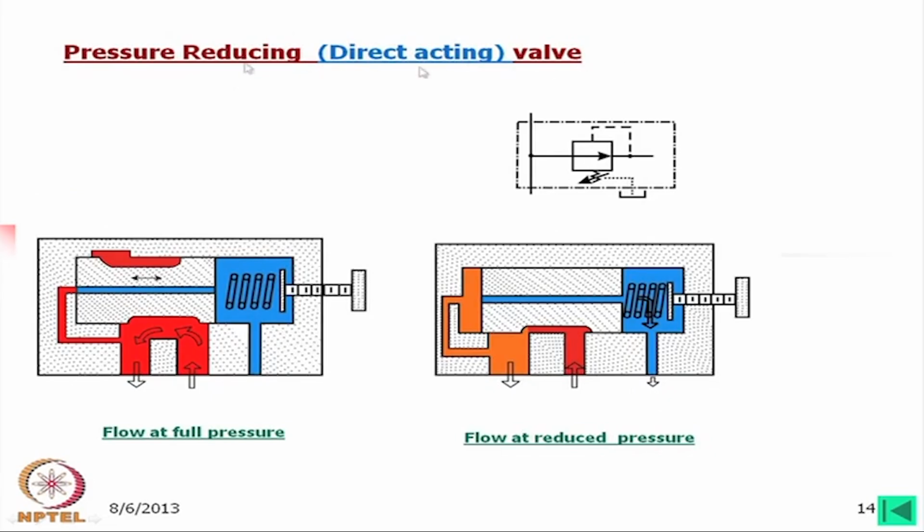Now, again there is a direct acting pressure reducing valve. In that case, what is there? This is a very simple mechanism. The oil in normal course is going like this. Now, we can regulate this one, that means here we can increase the thrust or decrease the thrust.